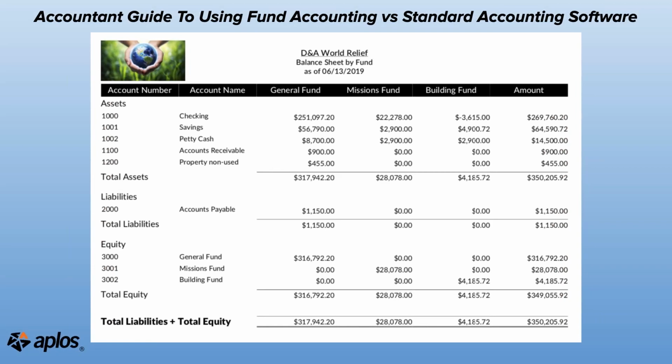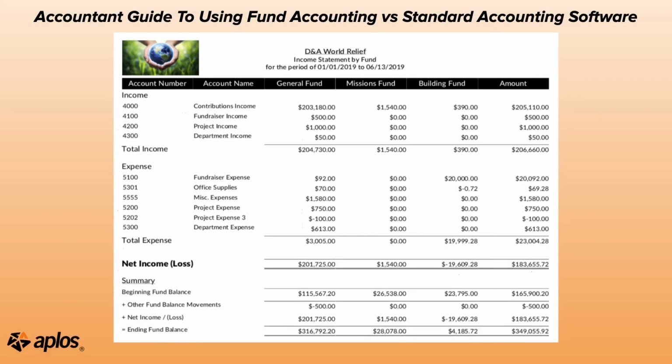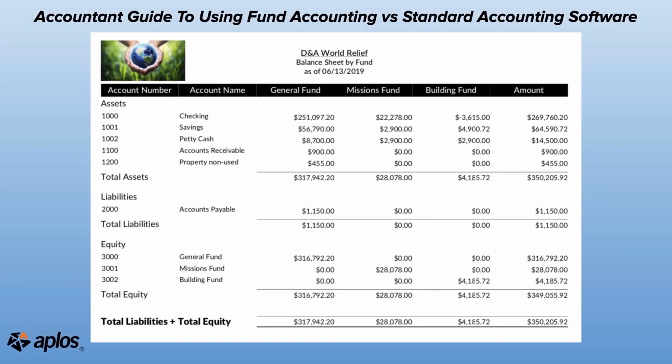So what you'd have to do to produce the same types of reports as we had earlier, which are these guys, like an income statement and a balance sheet by fund, by column, you would have to set up a lot of sub-accounts.